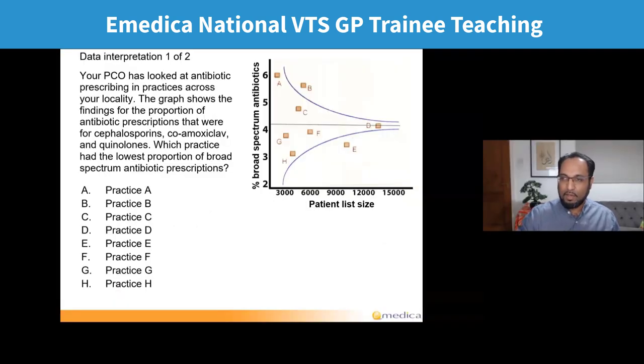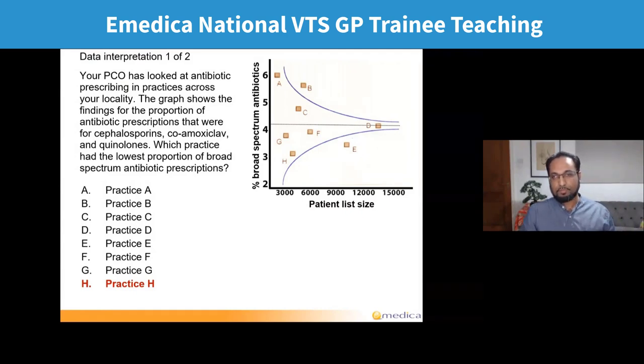Okay, so popular answers here were H and E. So practice H, practice E are the two most popular ones. After that, it was A. Okay, so the correct answer is H. So well done, about just under half of you got that right. So quite a lot of people struggle with this.